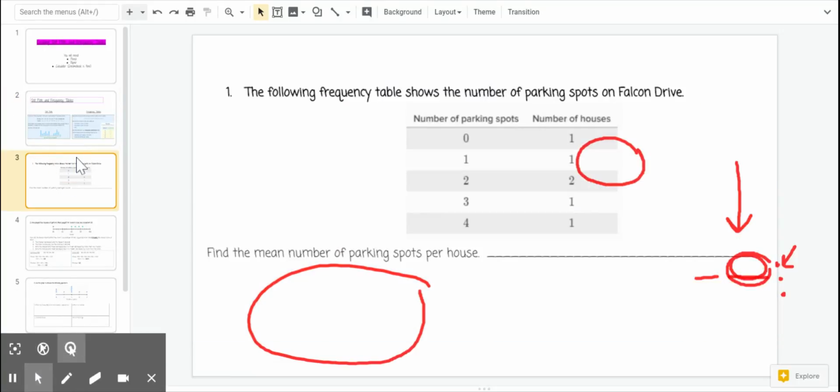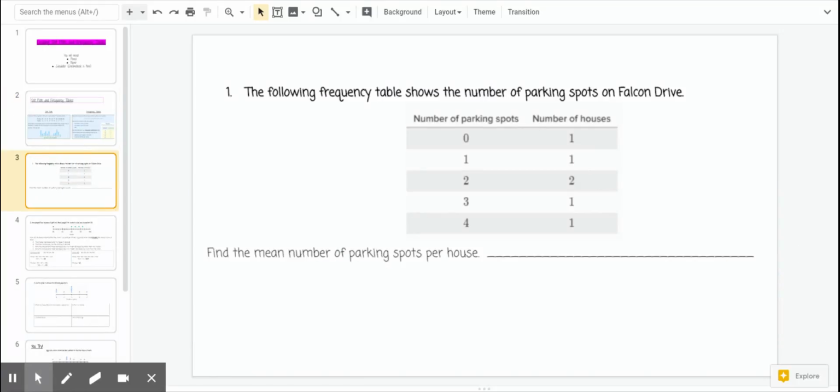So let's look at an example. It says the following frequency table shows the number of parking spots on Falcon Drive. So here I have my number of parking spots, and typically when I have data like this where it goes in a really nice order and nothing repeats, those are going to be the numbers that I'm going to put on my number line when I make my dot plot.